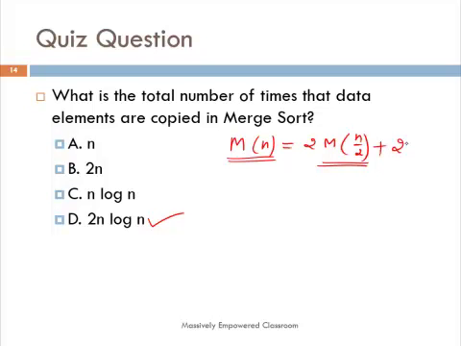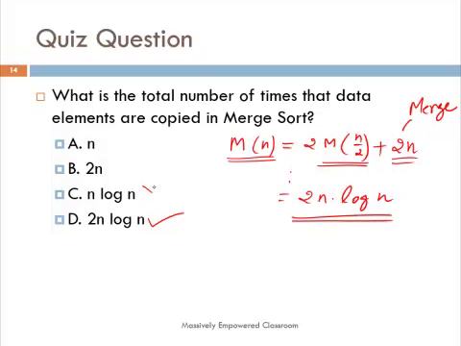And during merging, it is 2n, because each element is copied from array A to array B once, and each element is at the end copied back from array B to array A. So every element is copied only once during the loop and only once at the end. So there are 2n copying operations going on each time merge is called for size n. If you solve this using the usual substitution method, it comes out to be 2n log n. So it is not n log n or 2n or n, it's actually 2n log n.